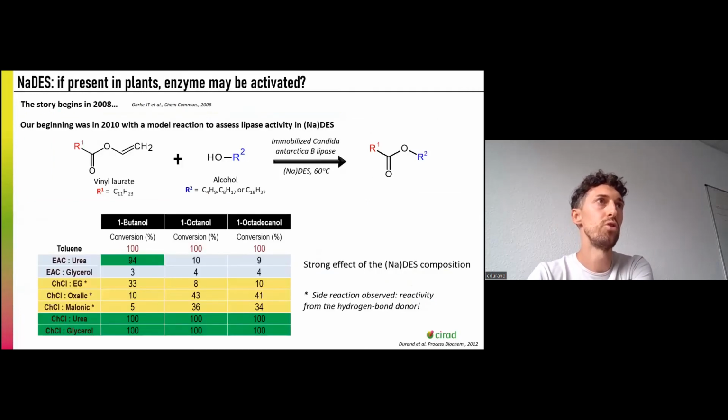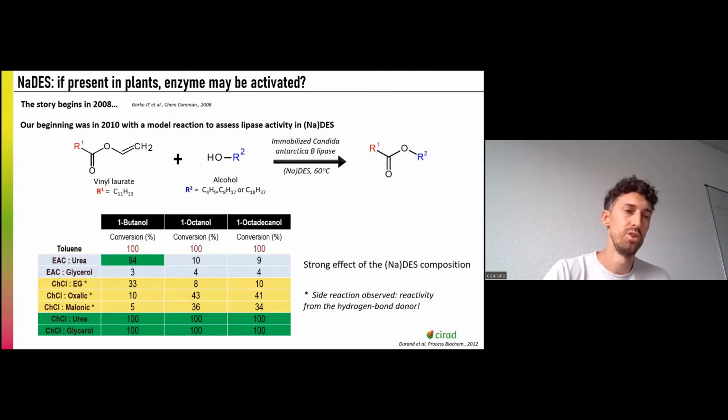So now if we move to biotransformation, it means that if NaDES exist in plants, maybe enzymes may be activated. And I would say that the story began in 2008, just a little bit before the first paper of Rob Verpoorte, with the work of Gorke et al. in 2008. It started with hydrolase reactions in DES or NaDES. And we began in 2010 with a model reaction to assess lipase activity in natural deep eutectic solvent. That's a very easy method to screen enzymatic, and especially lipase-catalyzed, reactions in the liquid phase.